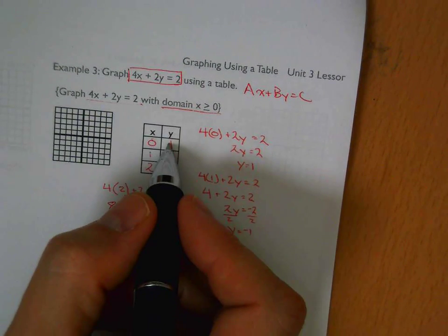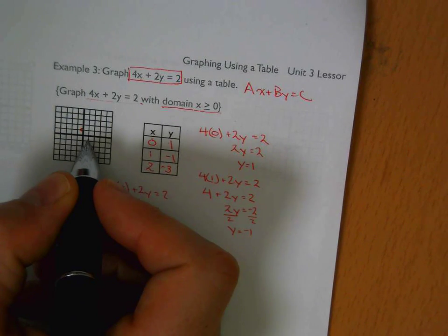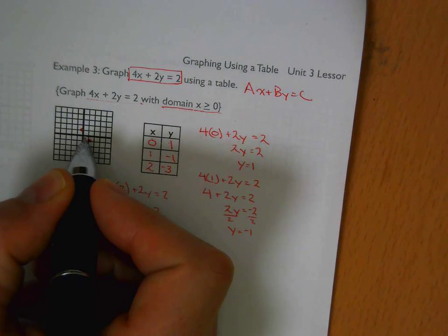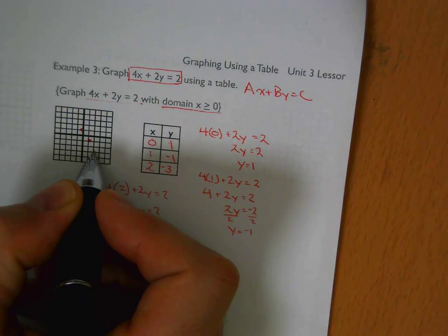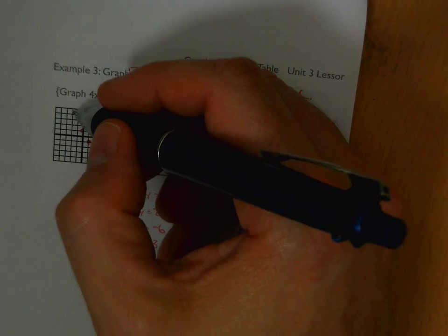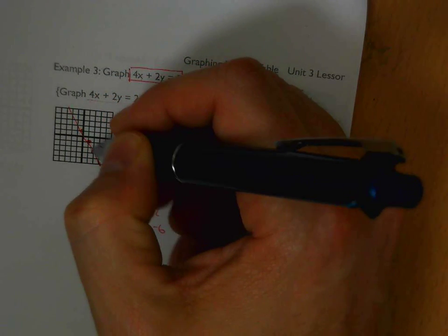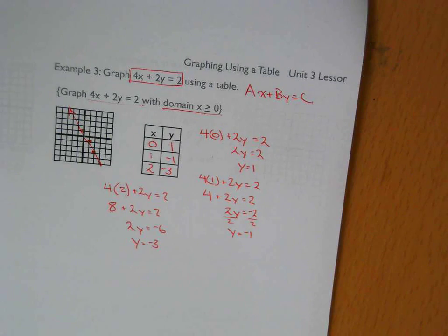All right, now that I've got these coordinates, (0, 1), (1, negative 1), and (2, negative 3). Now again, just a tip: if you are doing this and you get something that's not a straight line, you did it wrong. You need to go back and fix it. So make sure that you're getting straight lines when you graph.